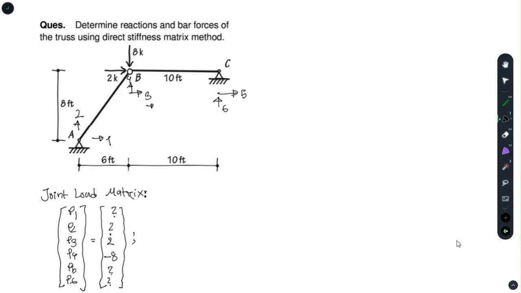The next thing is to find out the displacement matrix. We name the first one the joint load matrix, we call that P, and for the displacement matrix, we call that capital U. At joint A, it can move horizontally, it can move vertically, so it has two sorts of displacement. We call the lateral one U1 and the vertical one U2 for joint A. For joint B, we call the lateral one U3 and the vertical one U4. And for joint C, we call the lateral one U5 and the vertical one U6.